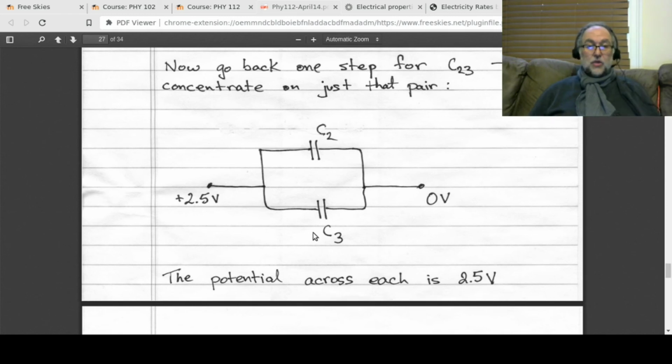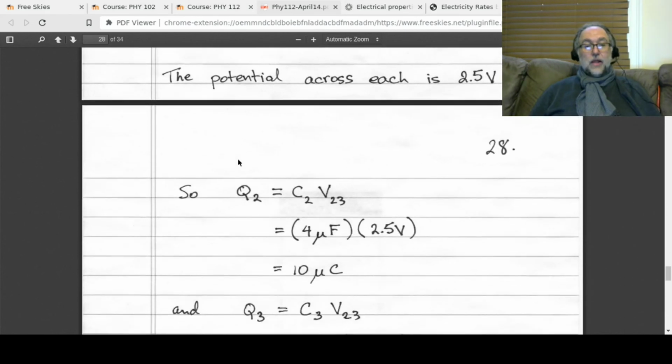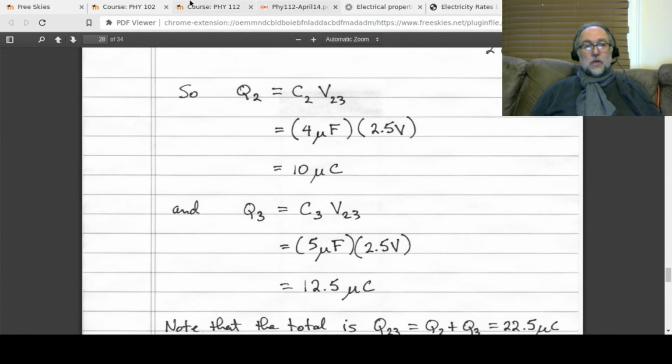Now we can figure out the accumulated charge on C2 and on C3, because you have the potential and the capacitance. For the charge, you can just use Q equals CV. So Q2 is C2 times V23. Why V23? Because the potential drop across either 2 or 3 is 2.5. C2 was 4 microfarads, and V23 was 2.5. Multiply the two together, and you get 10 microcoulombs. So C2 acquires 10 microcoulombs of charge.